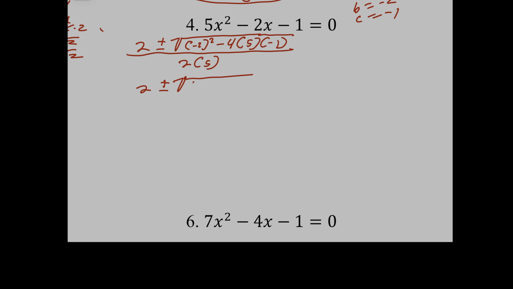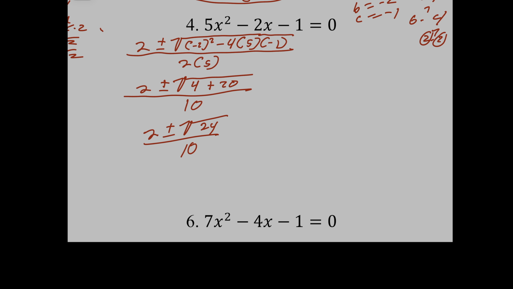What's the negative 2 squared? That's just a positive 4. Negative times a positive times a negative. That's going to be a plus 20 all over 10, which is 2 plus or minus square root of 24 over 10. Well, I bet you I can break 24 down. That's going to be a 6 times 4, which is going to be a 2 times 2. And this is going to be a 3 times 2.